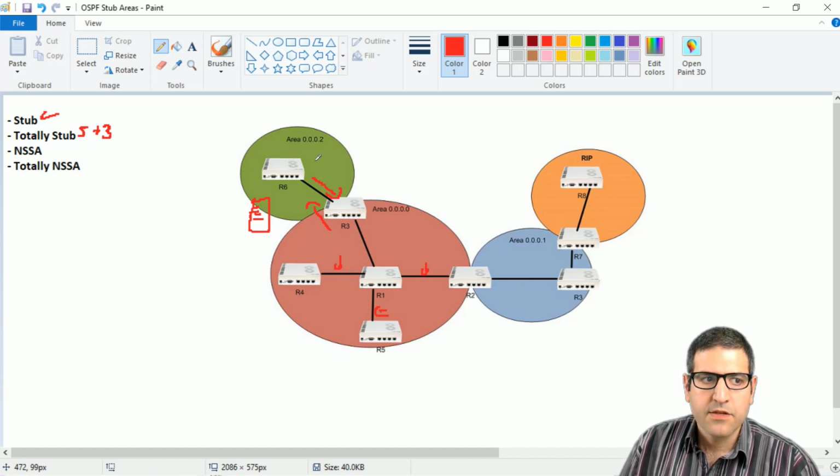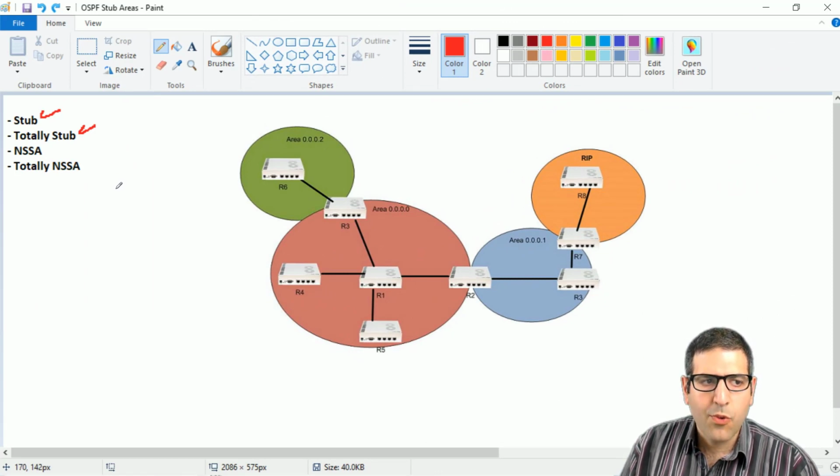Okay, so this is what totally stub area. Again, stub only blocks LSA type 5. Totally stub area blocks the LSA type 5, which are the external routes, and also the inter-area routes, the LSA type 3. Okay, NSSA or not so stubby area, that's the third type of stub areas.